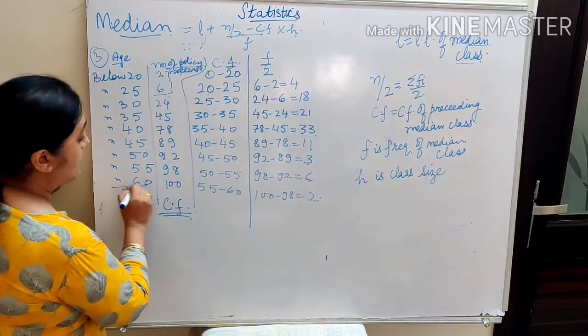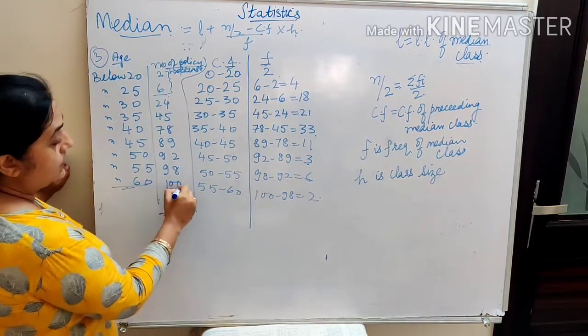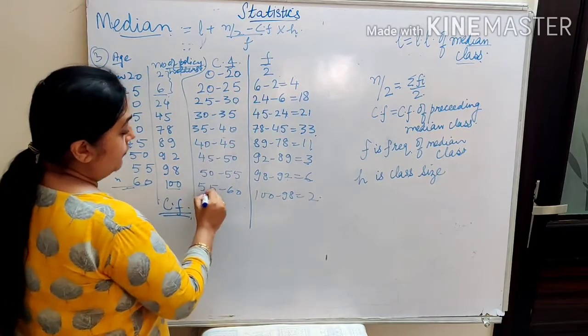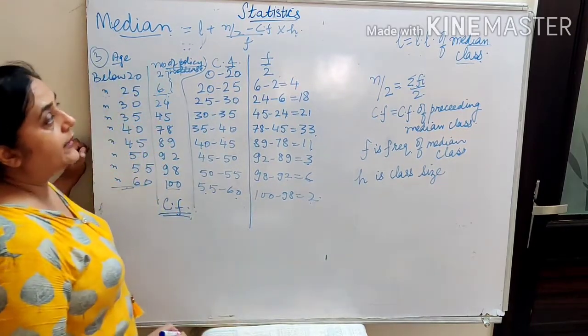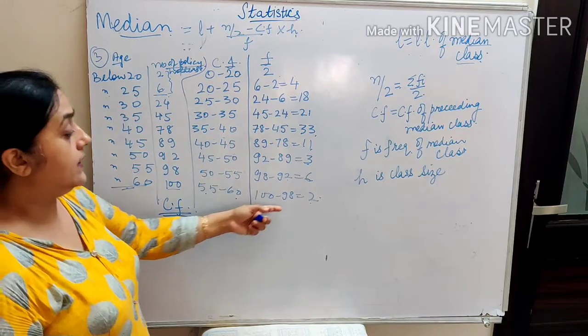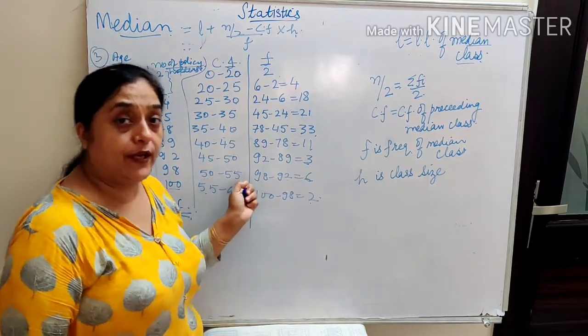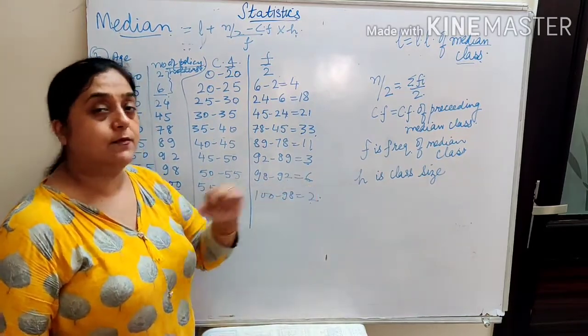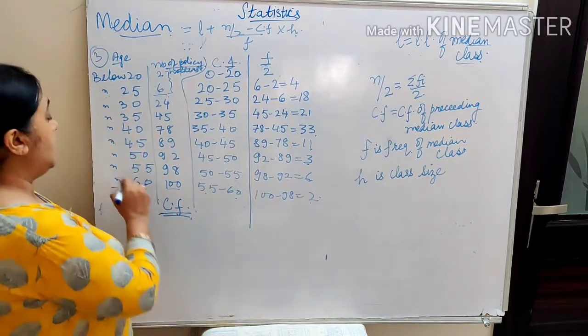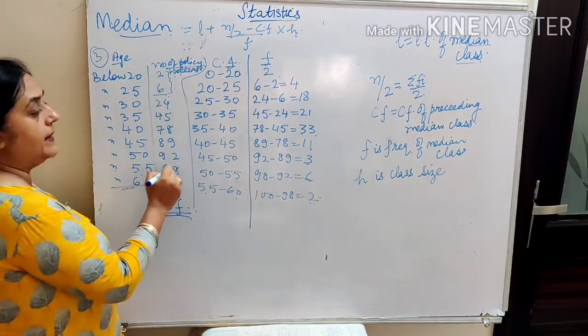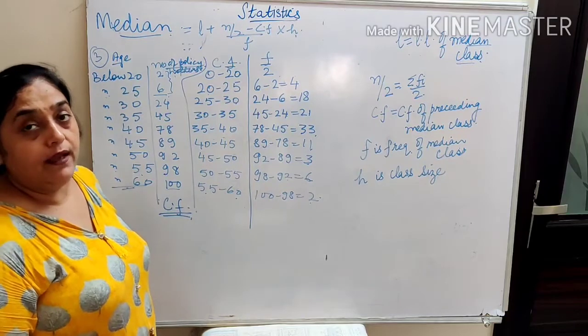That means below 60, the total was 100. But in age group 55 to 60, only 2 persons have taken the policy. In age group 50 to 55, only 6 persons have taken the policy. Otherwise below 55, if I total all of these, it comes out to be 98.